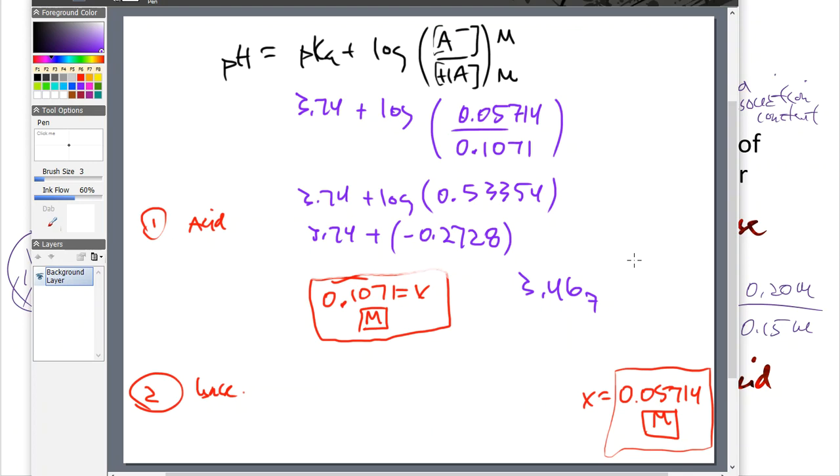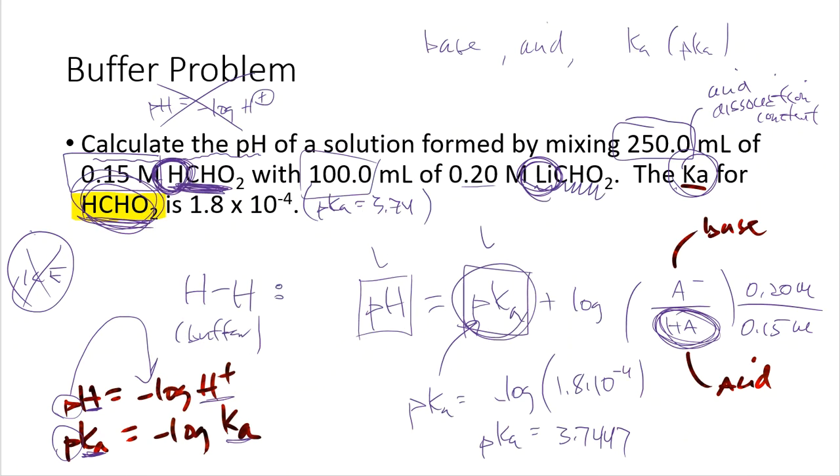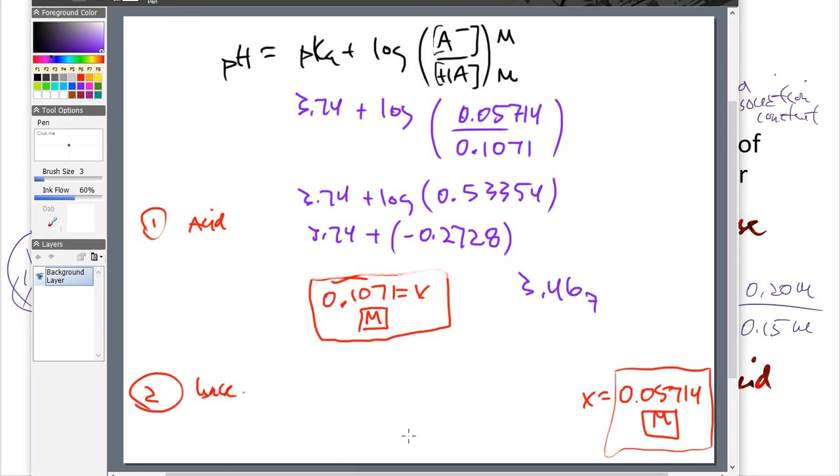So basically what this question is saying is that if I go into a laboratory and I take this acidic solution, 250 mils of it, and this basic solution, 100 mils of it, and I mix them together in a beaker, and I take a pH probe and stick it down into that solution, the theoretical pH that I should get on that pH meter is 3.46 to 3.47.